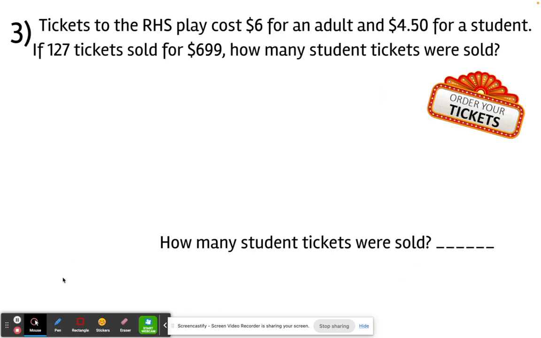Let's look at my next example. This one you might think is very similar to the last one, but last time we were looking for the cost of each ticket. This time we're looking for the number of tickets sold. It said the RHS play costs $6 for an adult and $4.50 for a student ticket. So we're going to call our variables. A is our number. We're going to use what you know as the hashtag, but that's actually a number symbol. Number of adult tickets.